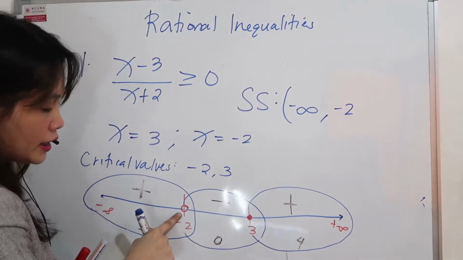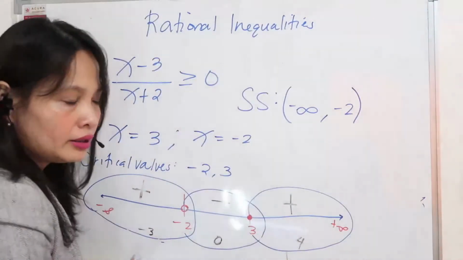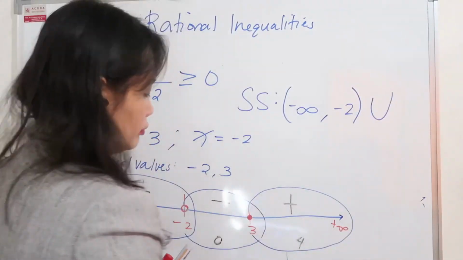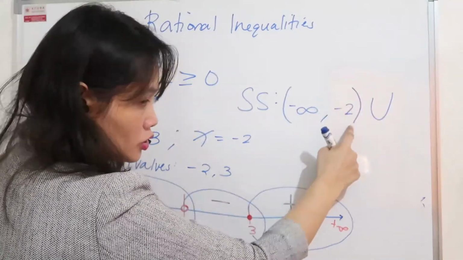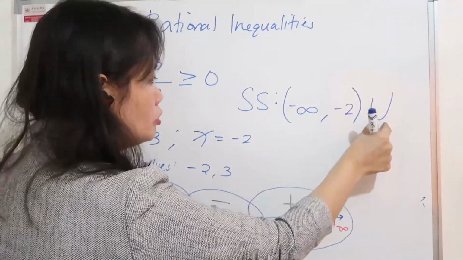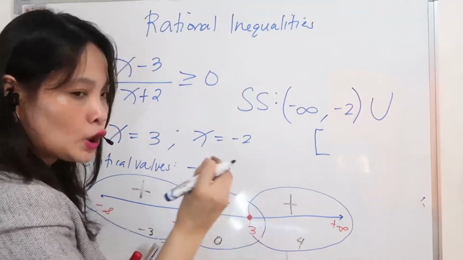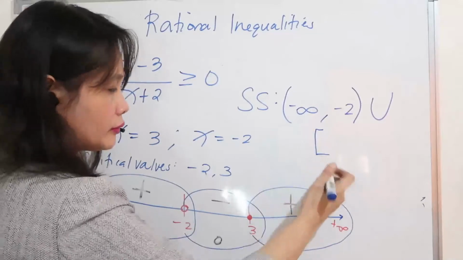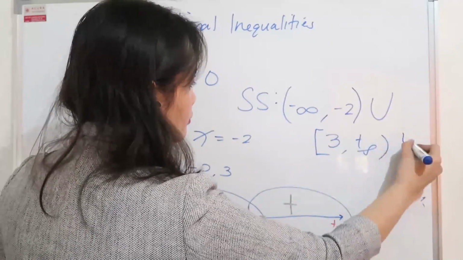Negative 2 is not included, so it's a parenthesis. Union, and 3 is included, so we use a bracket. Why a bracket? Because 3 is included. 3 going to positive infinity.